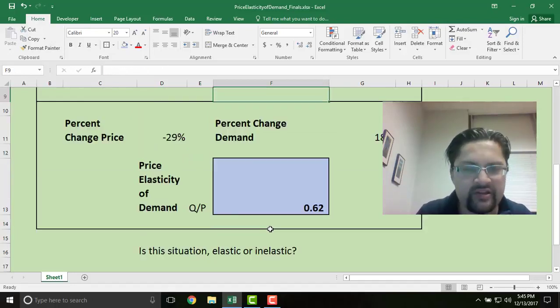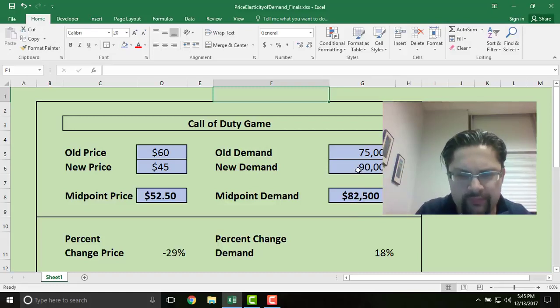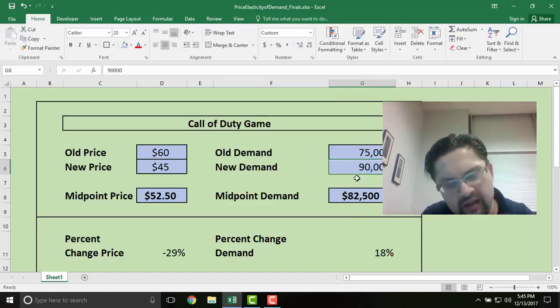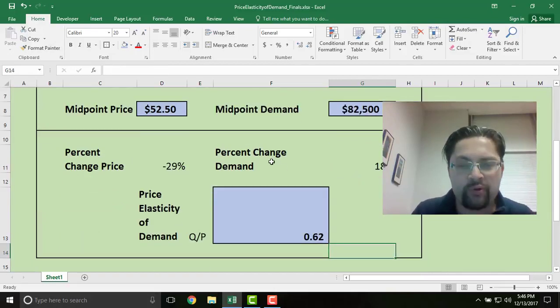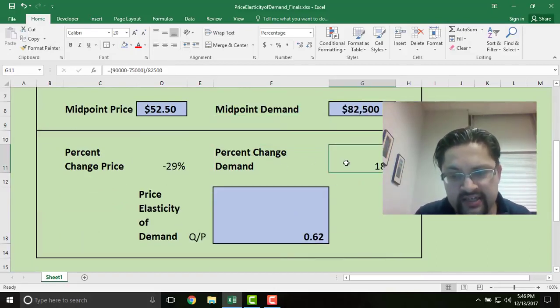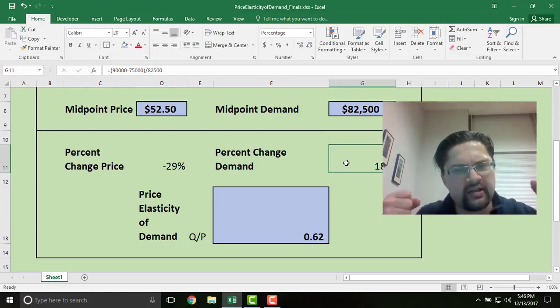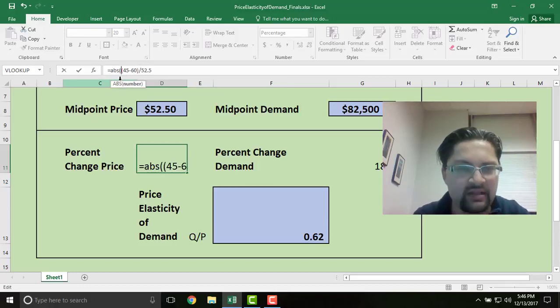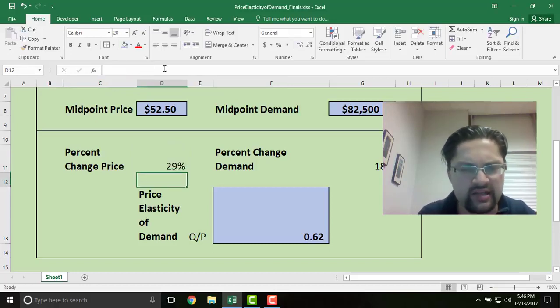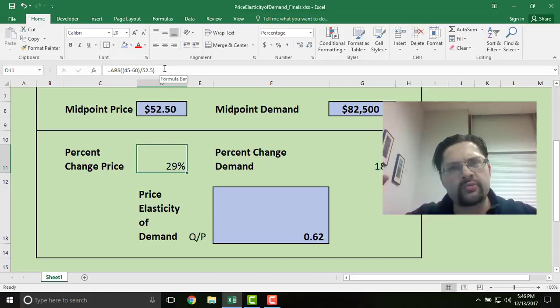Okay? Now you might be thinking, but the demand went up. Okay? The demand went up. Why? Why is it inelastic if it conforms to the law of demand? There's a key thing here. Remember, the percent change, this 18%, in order for it to be inelastic, it has to be less than the percent change over here. Okay? Now, when we chop this up, we would take the absolute reference of this, because we don't care about negatives here. We just want to know the magnitude of the change, the strength of the change.